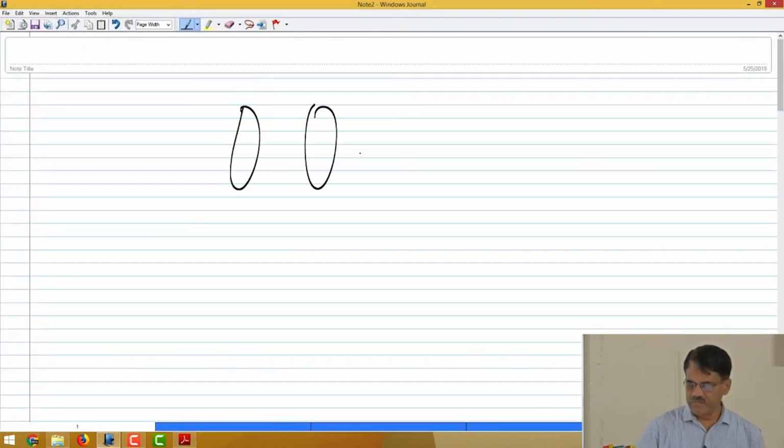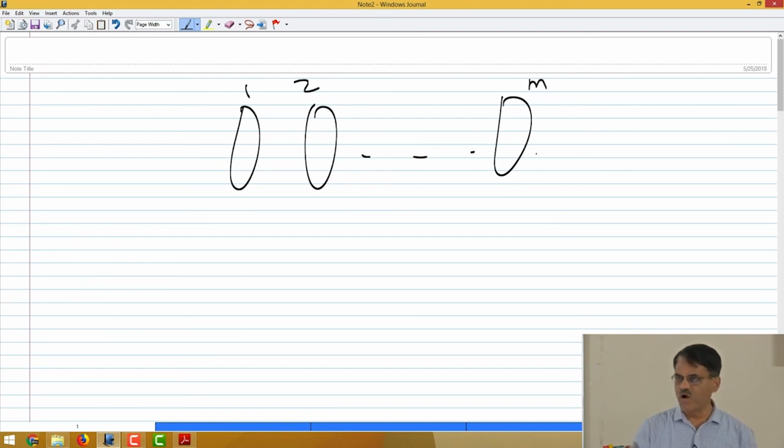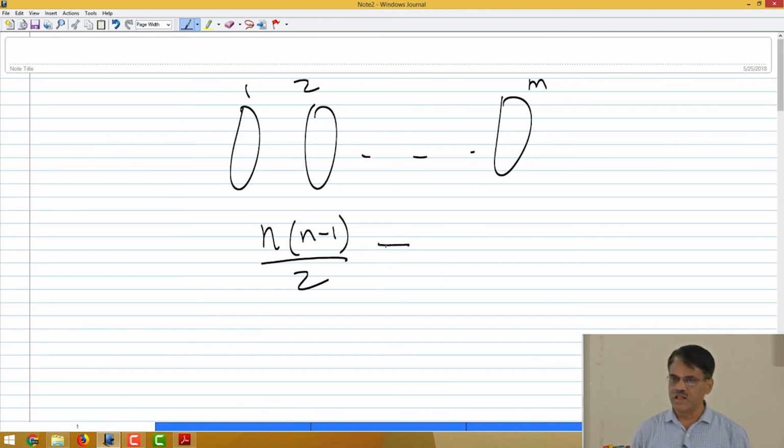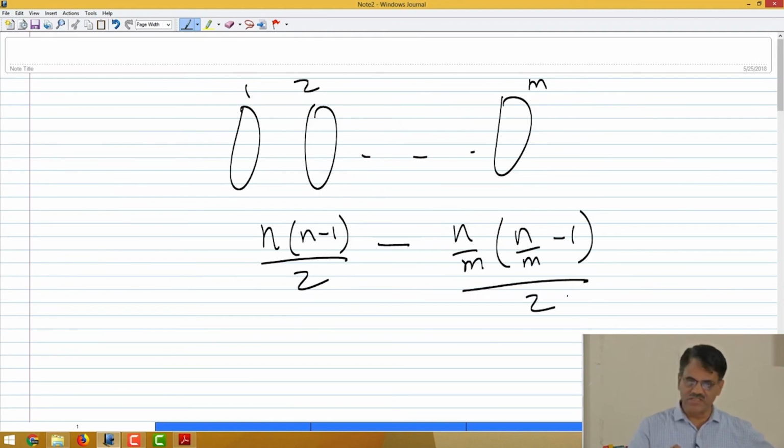So, you have m parts and no edges inside, but all edges are across. Okay. How many edges are there? Well, let us compute. Totally there are n vertices. So, that is n choose 2 edges minus edges inside, right. So, let us say all of them are equal, n by m of them. So, it is n by m into n by m minus 1 by 2, that is the number of edges inside which are missing, right, because each one has n by m vertices and m of them.